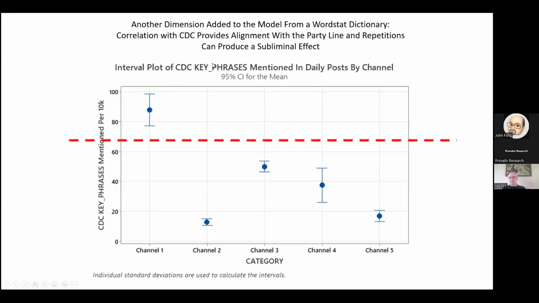So now, if we move on, and hopefully I'm not going too fast, it's at 47, we're approaching the top of the hour. If we then add other dimensions besides euphemisms or equivocation to the general model we have, then we can add things such as correlation with CDC. Well, I see channel 1 is highly correlated in terms of the number of mentions per 10K versus the other ones that I've looked at here.